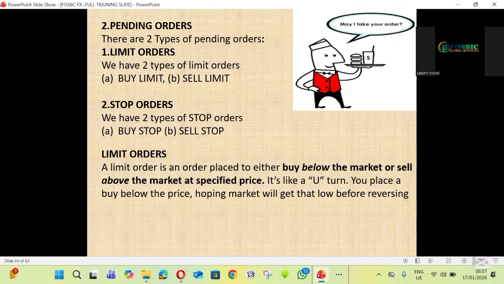What is a limit order? A limit order is an order placed to either buy below the market or sell above the market at a specified price. It's like a U-turn. You place a buy below the price, hoping the market will get that low before reversing. Don't worry, I will use a diagram to illustrate it.